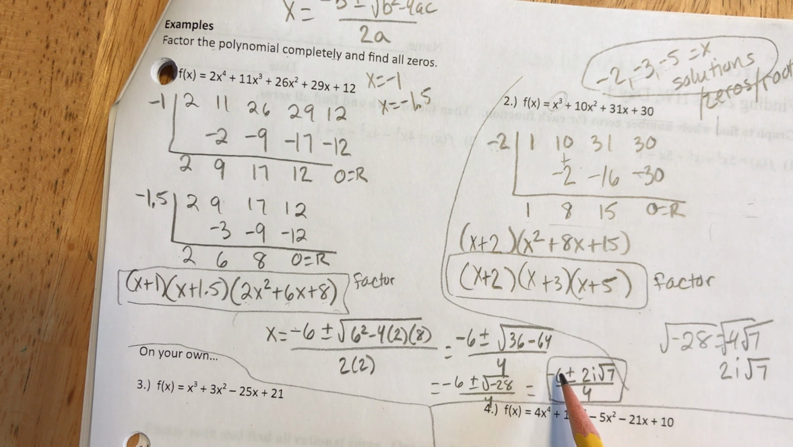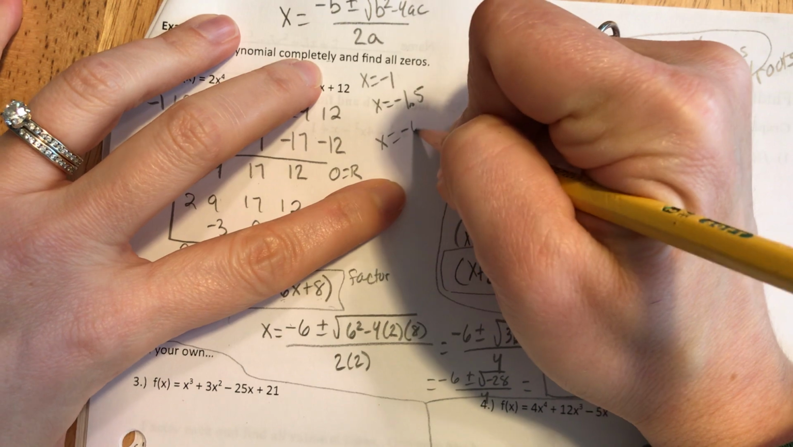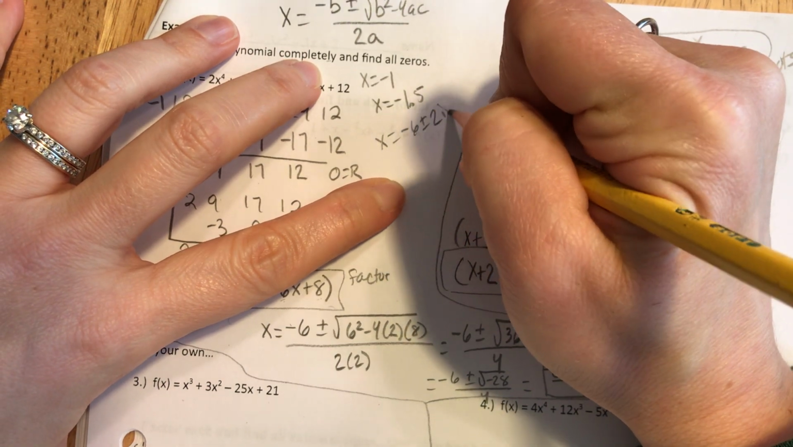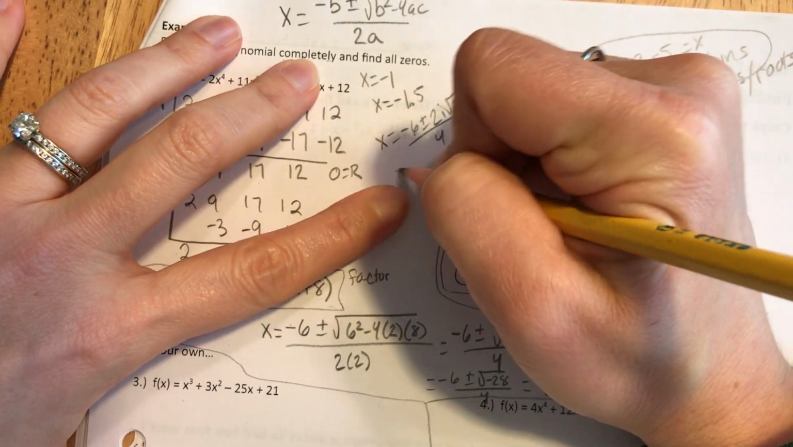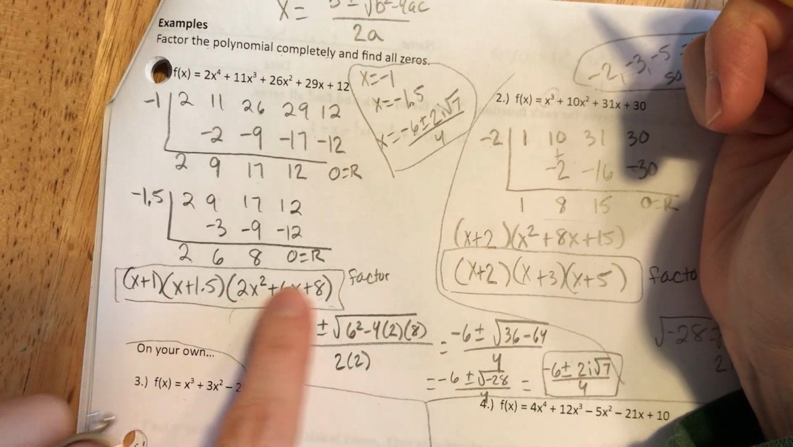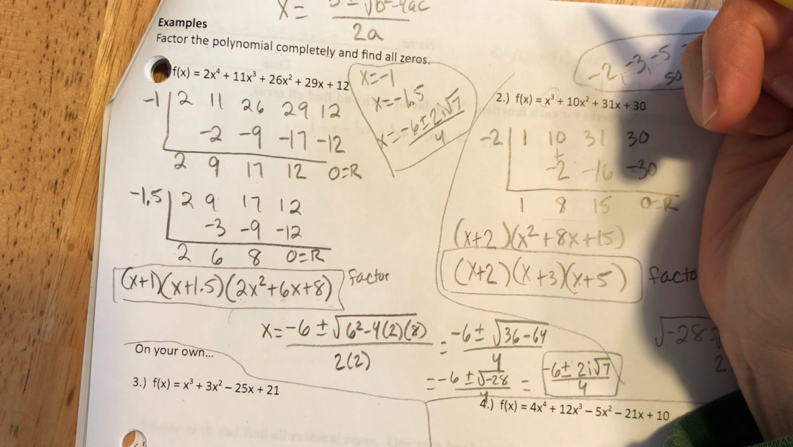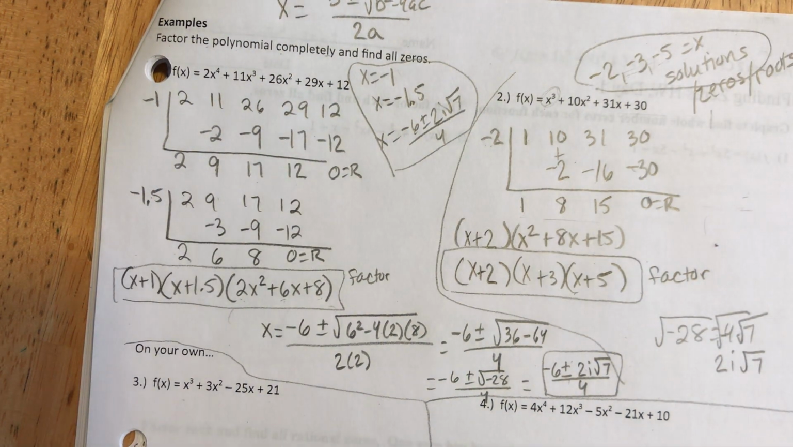The plus, negative 6 plus 2i root 7 over 4. And the third is negative 6 minus 2i root 7 over 4. The plus or minus is two of the answers. So we're going to get x equals negative 6 plus or minus 2i root 7 over 4. These are the zeros. This is your factored answer. These are the zeros.